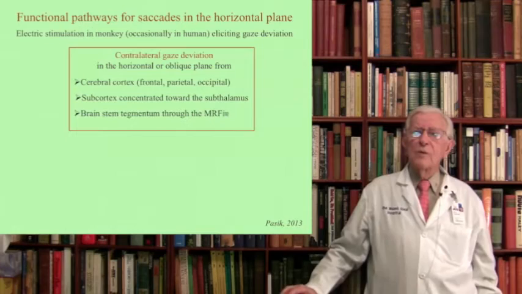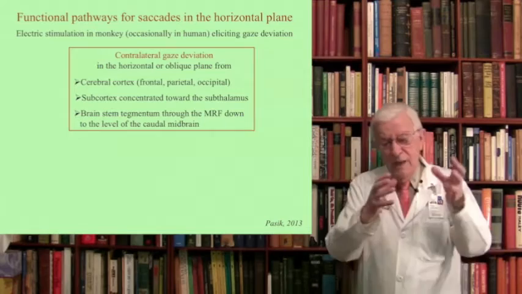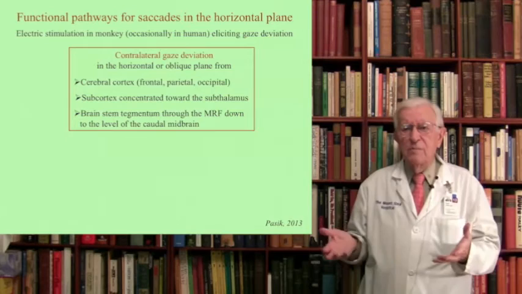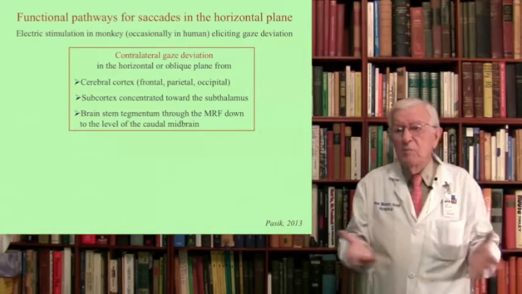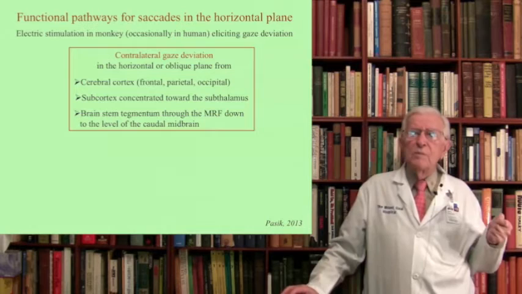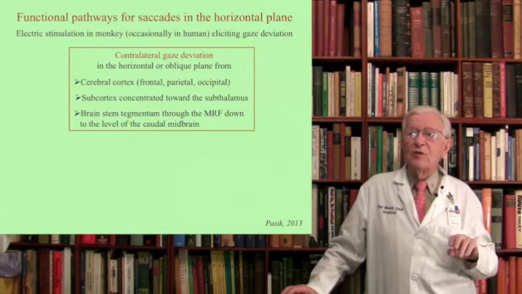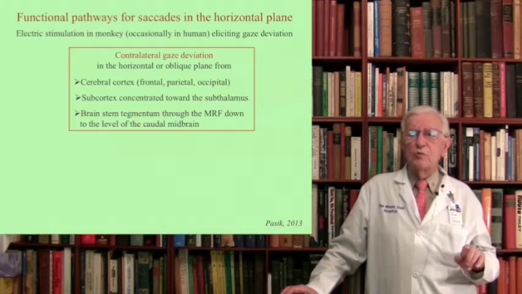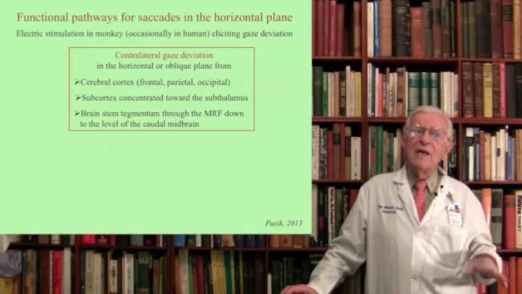Right? And then after the subthalamus, what comes after the subthalamus, after the thalamus? What is the next part of the brain, of the nervous system? So of course the brainstem, right? And first would be the midbrain. So again, in the brainstem tegmentum, in the region of the MRF, the midbrain reticular formation, stimulation also produces deviations to the opposite side. And that happens down to the level of the caudal midbrain.